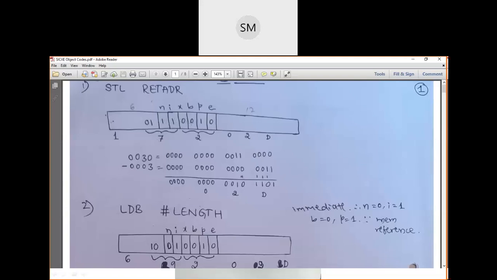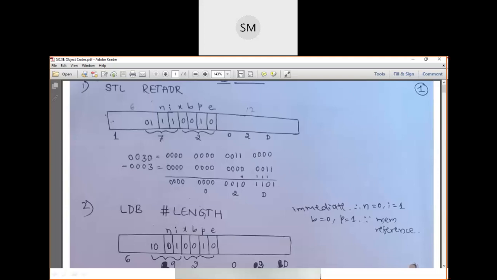Then X is 0, B is 0, but P is 1. It means that the assembler first gives priority to program counter relative addressing mode. In that mode, the displacement is calculated like this: displacement is equal to target address minus the content of the register PC. Here the target address is 0030.